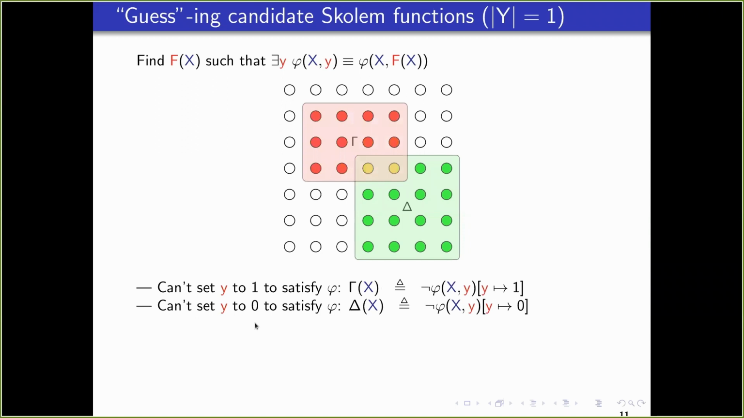And so if I superimpose these two things, these red dots are the dots where I can't set y to 1. These green dots are where I can't set y to 0. And these yellow dots are where I can't set y to either 1 or 0. So for these values of x, there is nothing that I can do to y to make the specification satisfied. And these white dots are all the points where I can set y to either 1 or 0, and the specification would be satisfied.